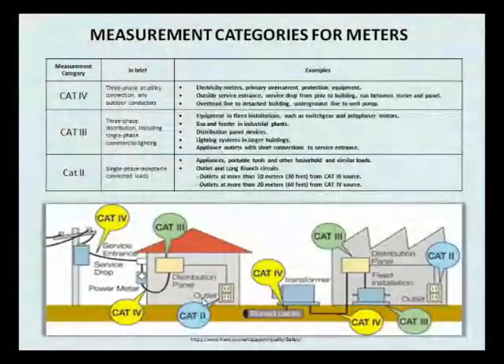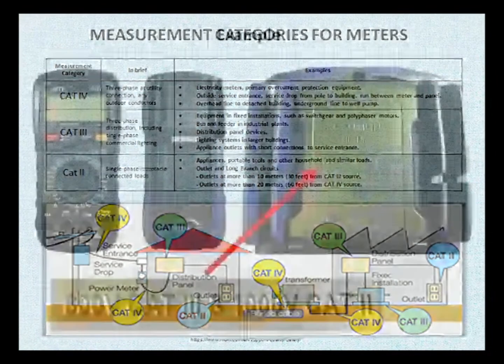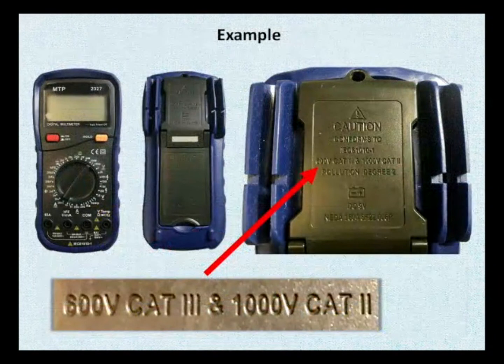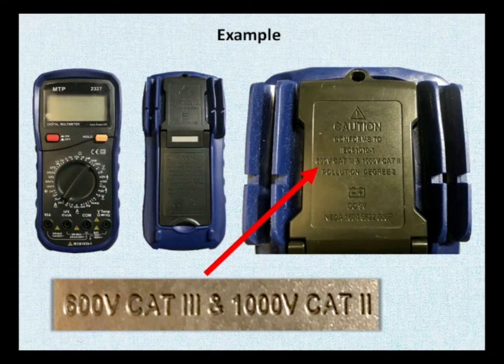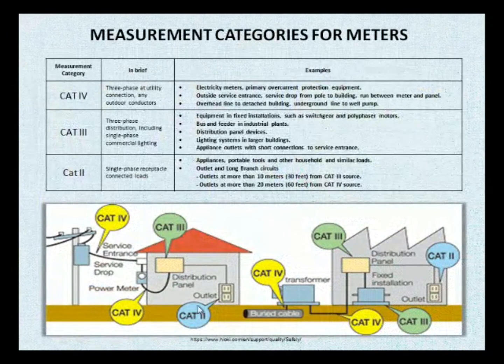So if you think there is a category 3 source here, 600 volts, you can measure that up to 600 volts in the electrical panel, for example. And you can measure up to 1,000 volts if you're dealing with a source of category 2. So category 2 would be an outlet. If you think there's 1,000 volts in this outlet, you can measure that with this multimeter.